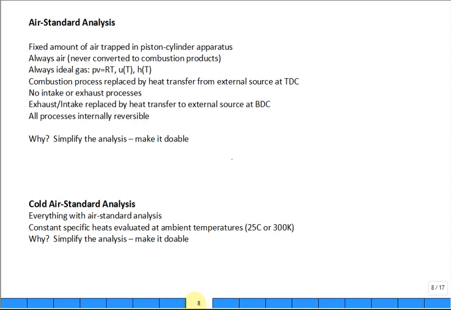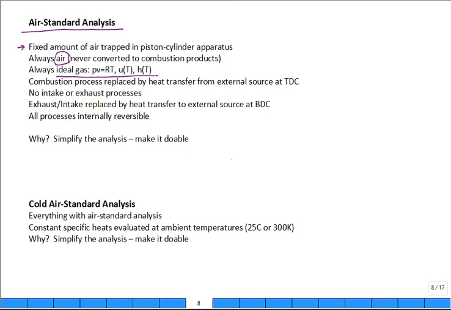Well, we want to make a very simple analysis, do an air standard analysis. You fix on a fixed amount of air that's trapped in that piston cylinder. We don't have valves letting it come in and out. We make a very simple assumption, and it always stays air. It doesn't turn into CO2 and water vapor, the primary products of burning a hydrocarbon. And it always behaves as an ideal gas.